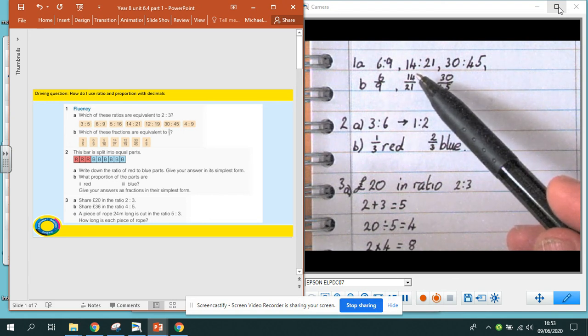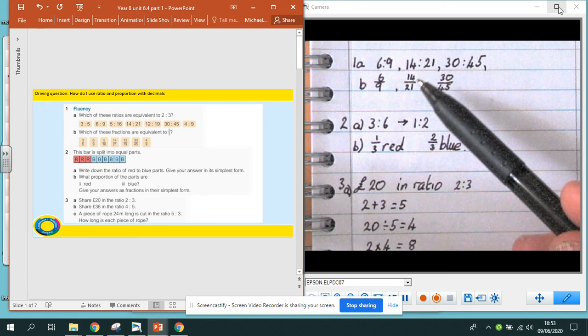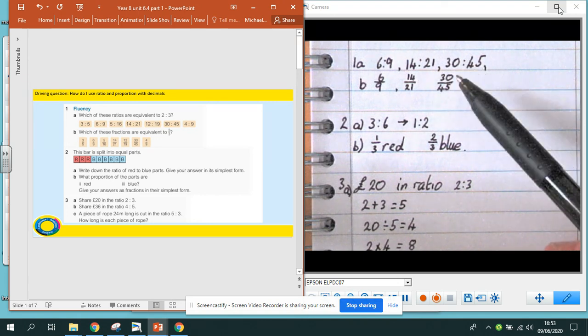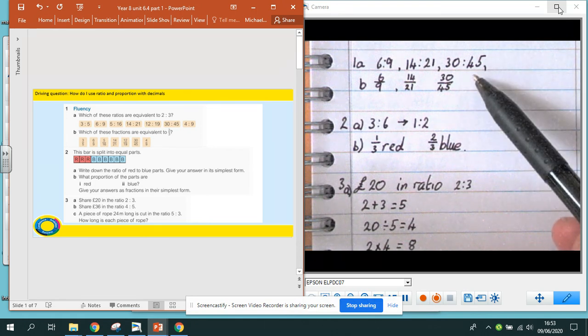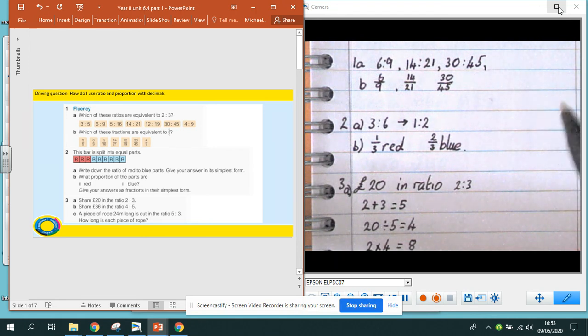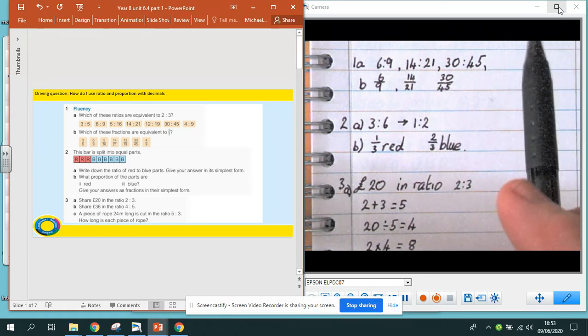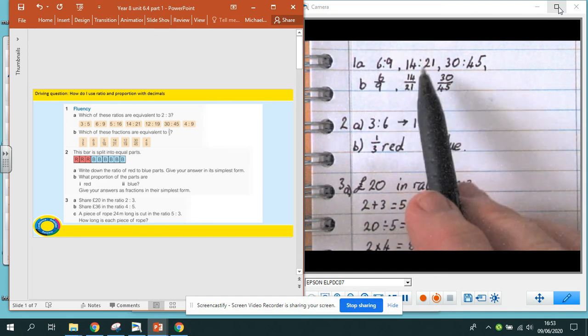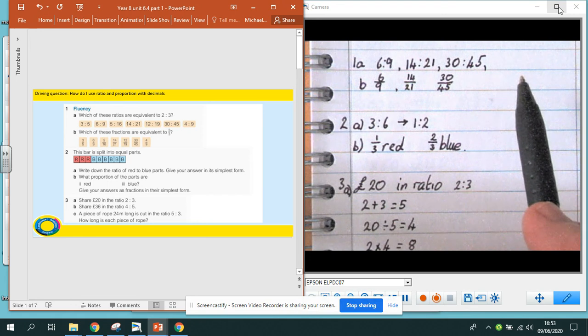Sorry, we missed out 5 to 16. Obviously, they can't be divided by any numbers that are the same. That doesn't work. 12 to 19 won't work because 19 is a prime number. 30 to 45 can both be divided by 15, and that will get us to 2 to 3. And 4 to 9 at the end don't have any factors in common, so they can't be divided. So the answers should be 6 to 9, 14 to 21, 30 to 45.